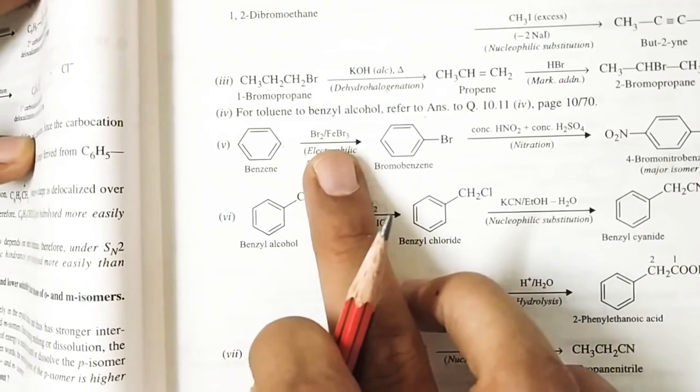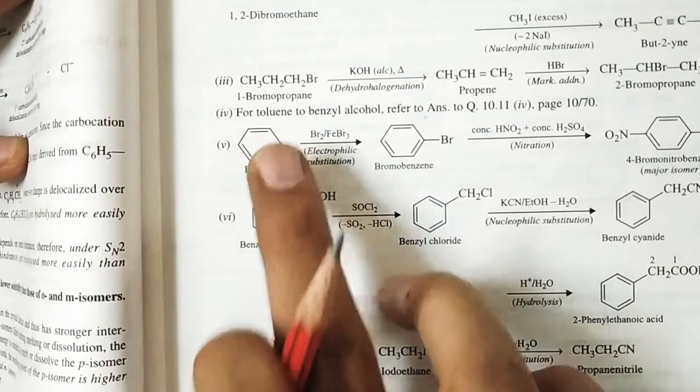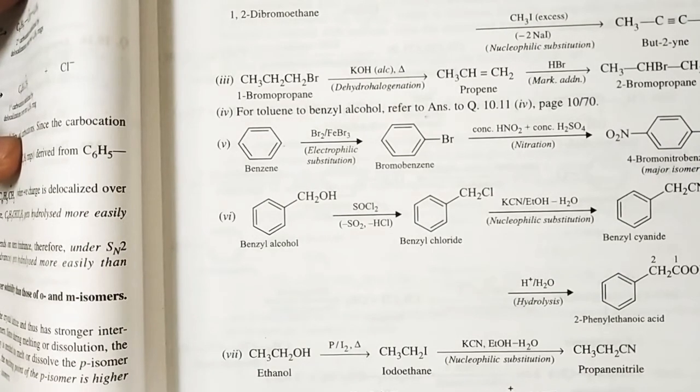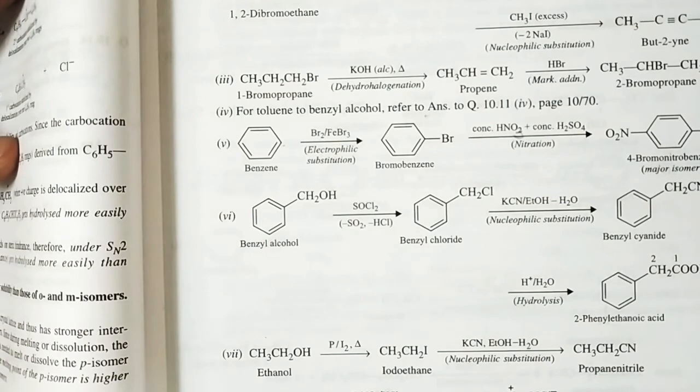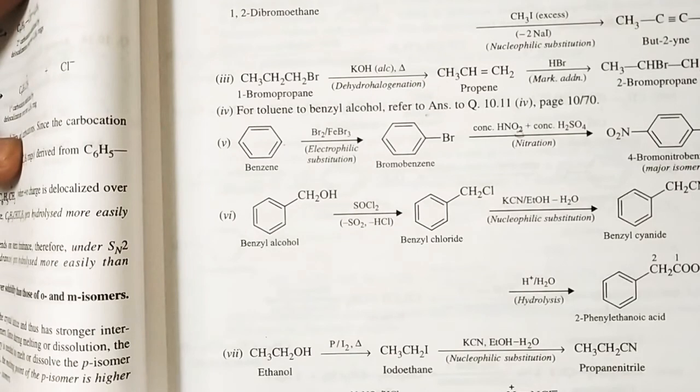FeBr3 is a very good Lewis acid, so first it forms Br plus, and this Br plus electrophile is attracted by the pi electron cloud of the phenyl ring, and we get bromobenzene. It's a substituted product. After the bromobenzene formation, we do nitration with concentrated HNO3 plus H2SO4, and we get the para position as the major isomer due to steric hindrance, because in ortho we face steric hindrance, but in para there is less steric hindrance, so it's the major product.